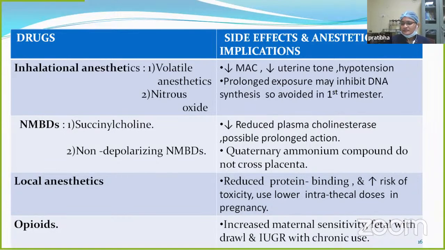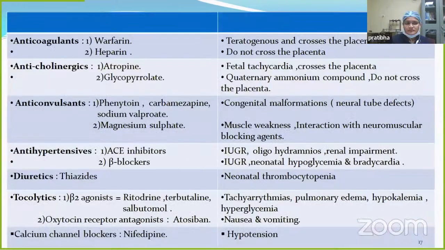And opioids have increased maternal sensitivity and fetal withdrawal, and there will be chances of intrauterine growth retardation on chronic use. Coming to anticoagulants like warfarin and heparin. Warfarin is teratogenic as it crosses the placenta, and heparin does not cross the placenta. And anticholinergics like atropine and glycopyrrolate. Atropine causes fetal tachycardia, and glycopyrrolate, as it is a quaternary ammonium compound, does not cross the placenta, so it can be used.